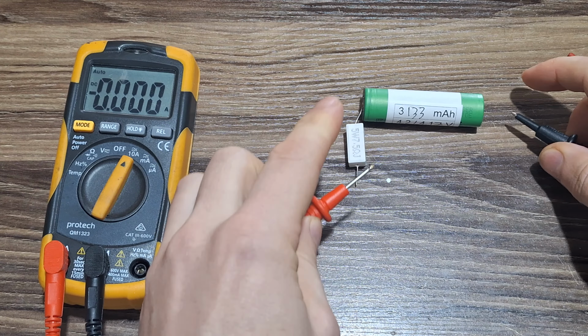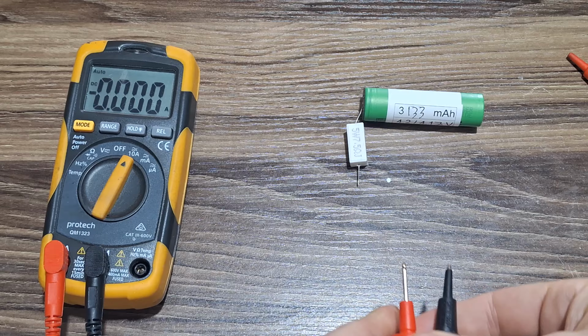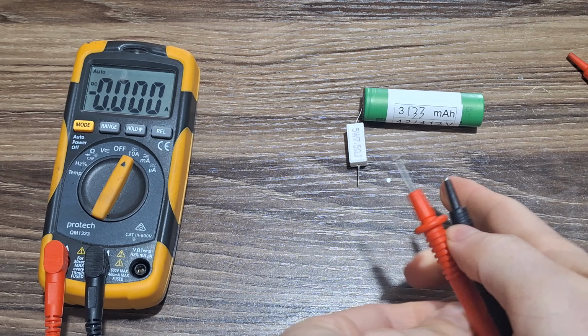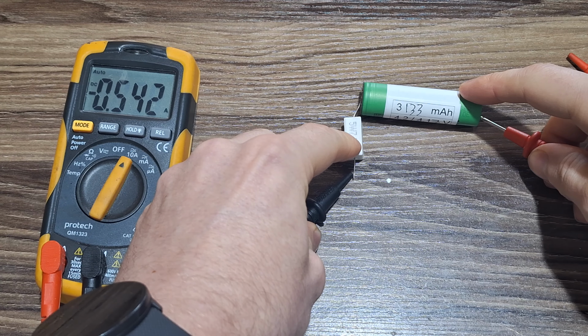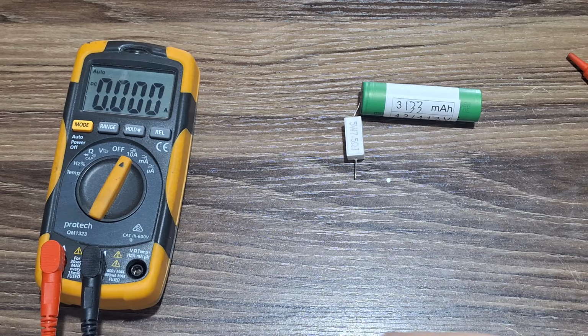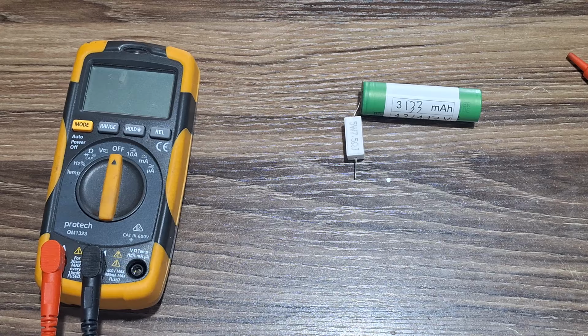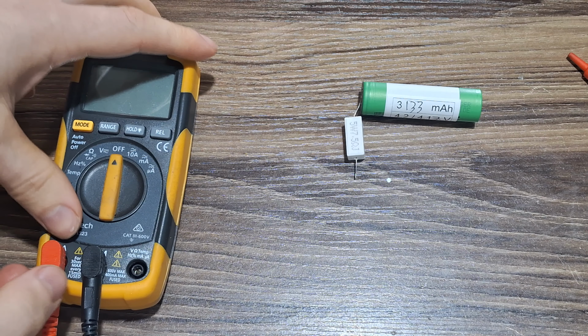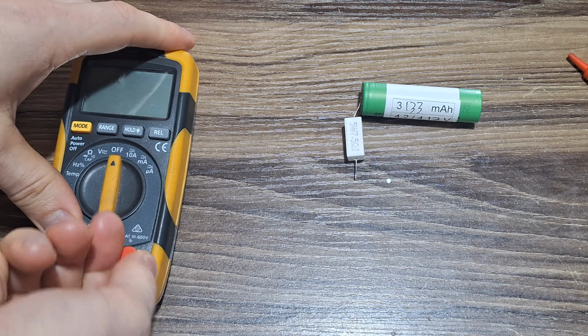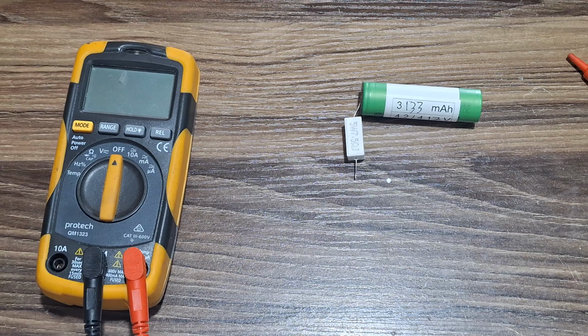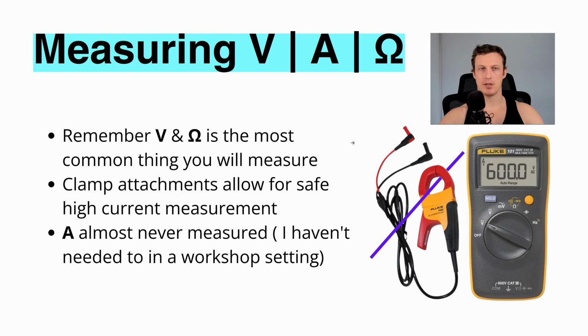And just like voltage, you can always measure in reverse polarity. It's just going to show a negative. Always check the instructions on your specific multimeter when measuring current, because it can damage the multimeter if you're not careful. When you're done, make sure that you always reset your probe position back to voltage and resistance measuring. Remember, voltage and resistance is the most common thing that you will be measuring in the workshop.